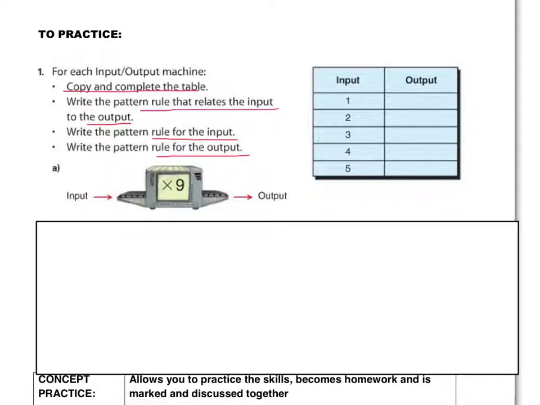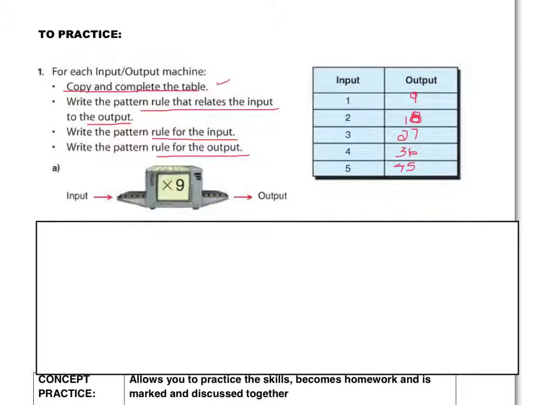All right, let's start with input-output machine A. So we are multiplying by 9 is our rule. So 1 times 9 is 9. 2 times 9 is 18. 3 times 9 is 27. Ooh, that does not look very 8-ish. Let's fix it. 4 times 9 is 36. And 5 times 9 is 45. We've completed the table. Check.